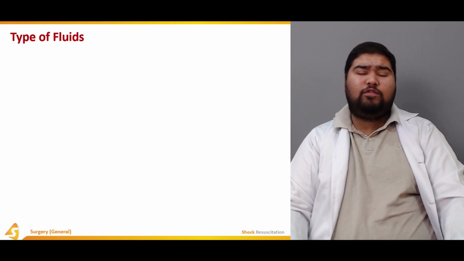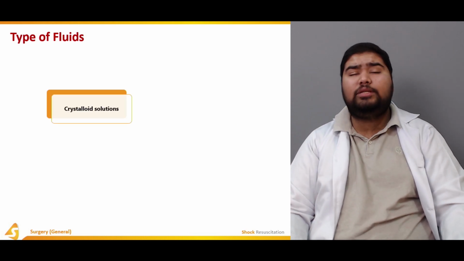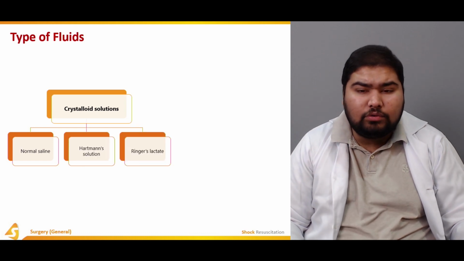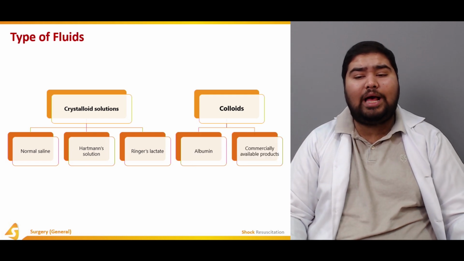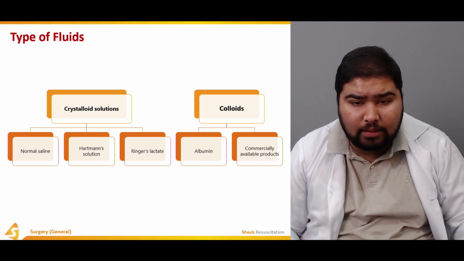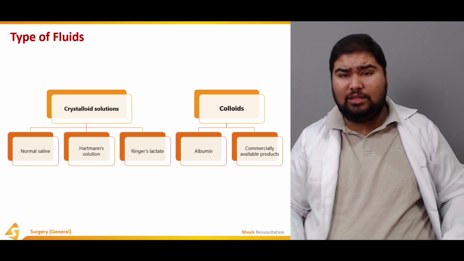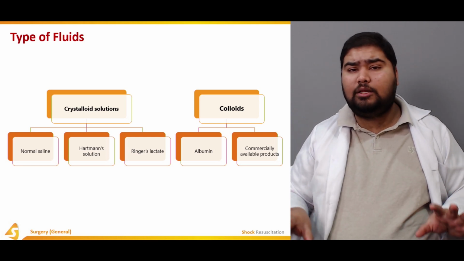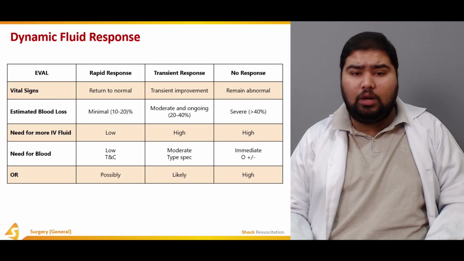Now, the types of fluids. So there are two types of fluids, the crystalloids and the colloids. The crystalloid solutions include the normal saline, the Hartmann solution, and Ringer's lactate. The colloid solutions include the albumin and the commercially available products. So there's a lot of debate on the use of crystalloids and the colloids. I'm not going into the detail of the crystalloids and the colloids. They can be assessed as per the hospital protocol.